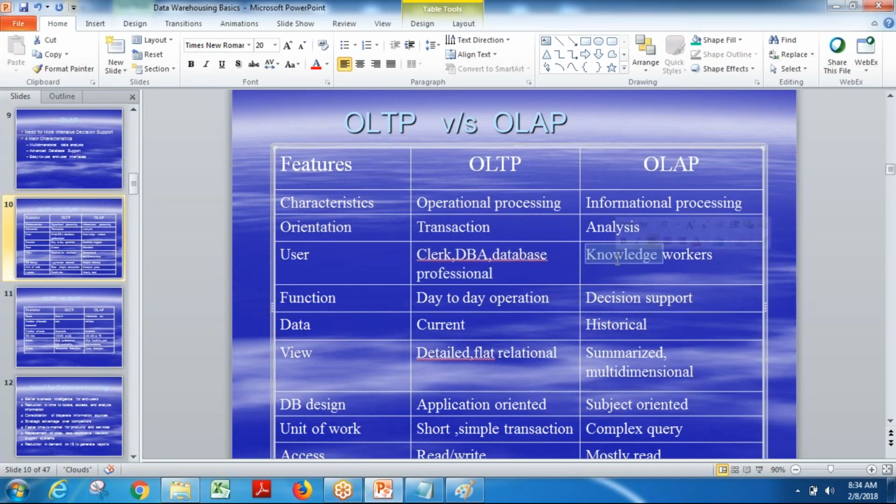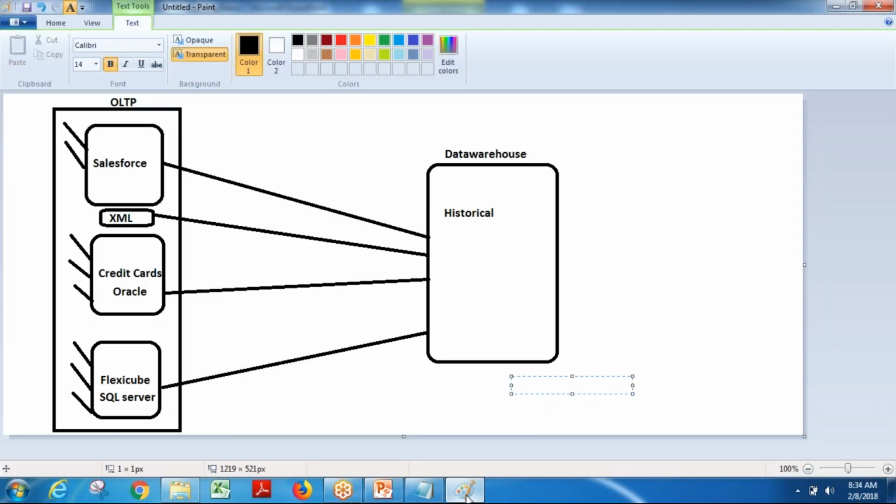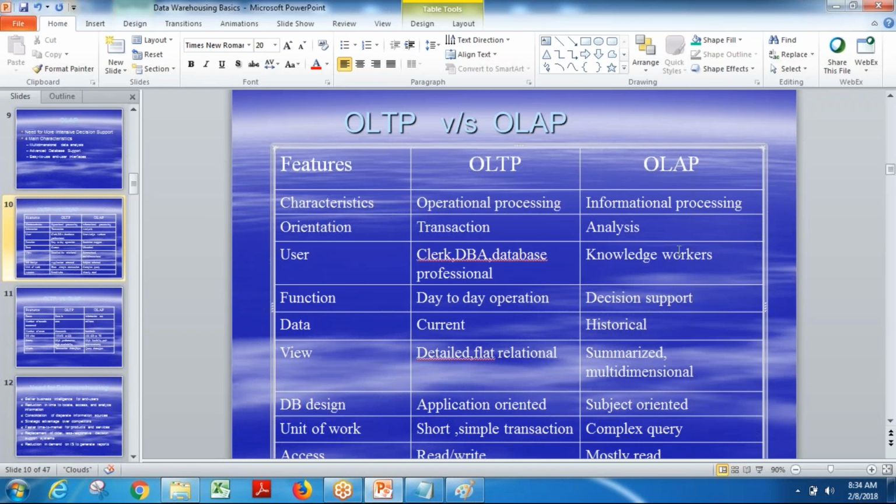But OLAP, yeah, this is very important. See, from the beginning we are saying that the data warehouse is used for analysis purposes. Who is going to analyze the data? Data will be analyzed by the knowledge workers. When you say knowledge workers, maybe the CEO of the company, COO of the company, or bank managers, let's say East Coast managers, or a West Coast manager, or top level hierarchy. They understand the business well, and they use the analytical system. That is your knowledge workers.